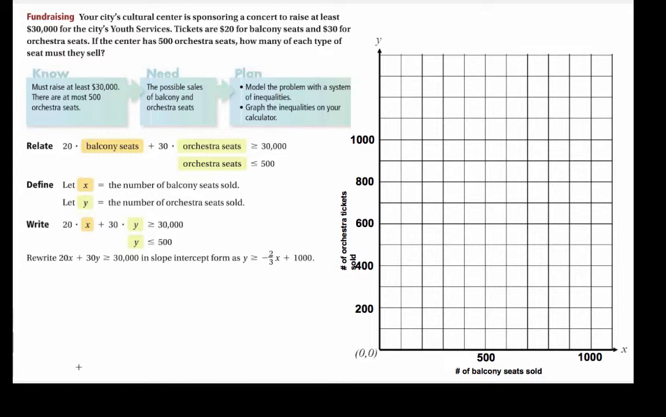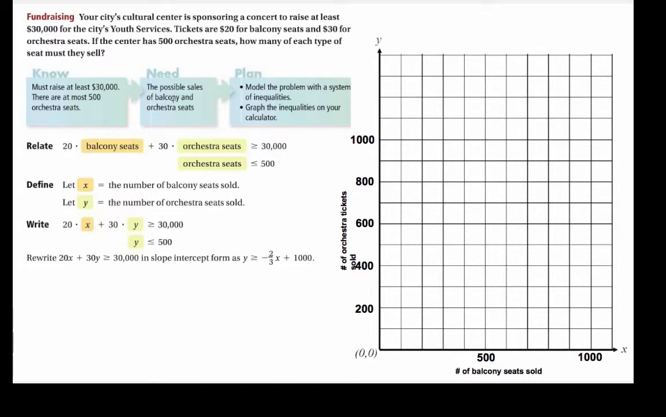All right, so anytime we're doing a word problem, we need to have a process that we go through. We need to figure out, what do we know? What do we need? And a plan to do this. So what we know is that they must raise at least $30,000, and then there are at most 500 orchestra seats. Those two statements right there indicate inequalities. At least meaning greater than or equal to. At most meaning less than or equal to.